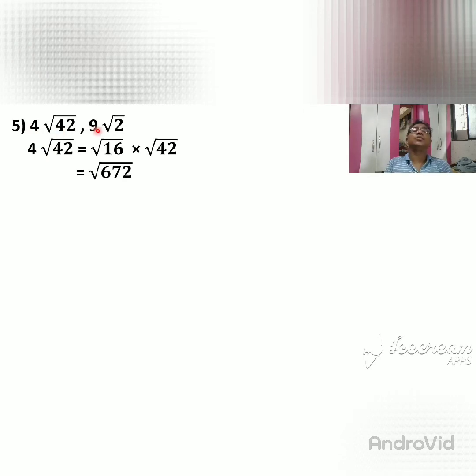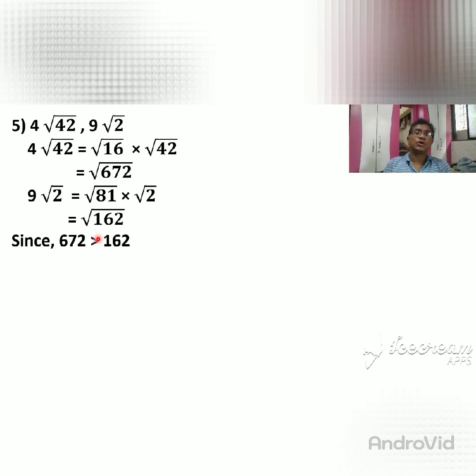Then 9 into root 2. So what is the order here? 2. So we are doing the square of 9. 9 square is 81. See, 9 is the coefficient of root 2. So I write here 81 into root 2. 2 1s are 2. 2 8s are 16. 162. So 672 and 162.